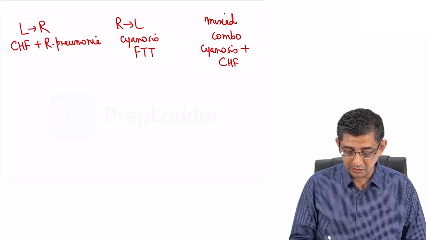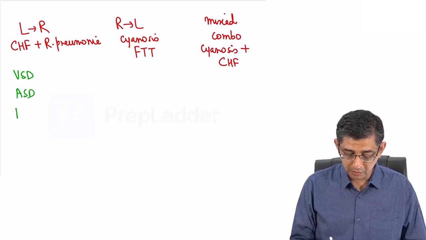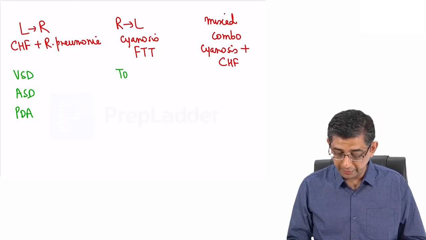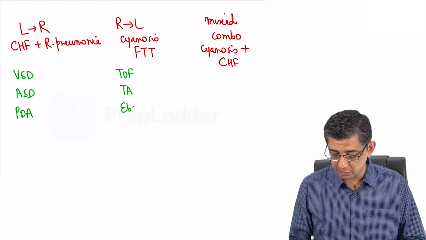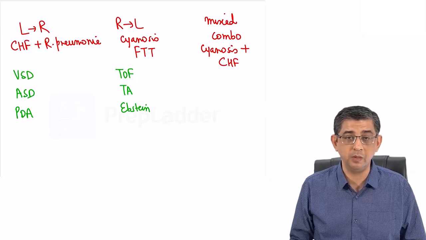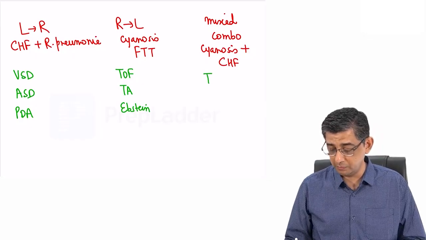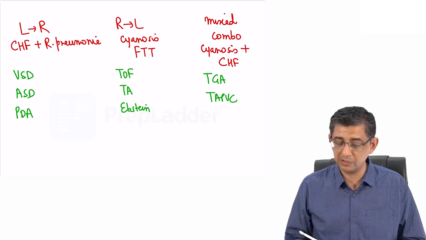For left to right sided shunts, the diseases to be remembered are VSD, ASD and PDA. The comparison of them has been done with respect to the heart sounds already. For right to left, it would be tetralogy of Fallot, tricuspid atresia, and then Ebstein anomaly. Ebstein per se is asked primarily for two reasons: association with lithium, WPW, inferior displacement of the valve. The mixed defects which are to be remembered are transposition of great arteries and total anomalous pulmonary venous connection.